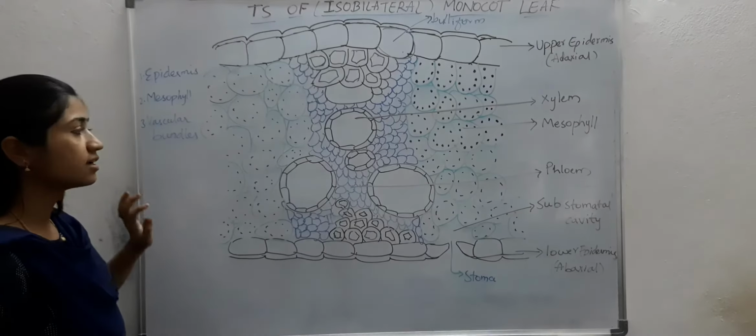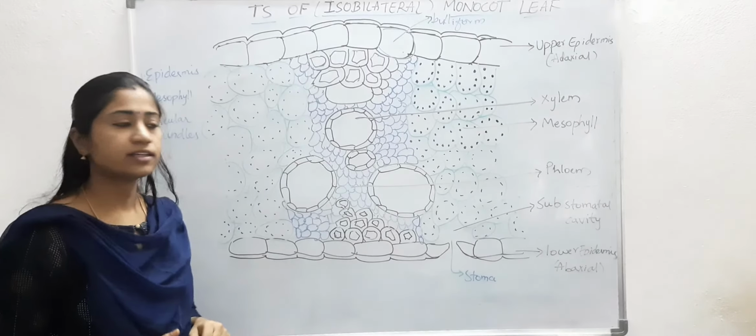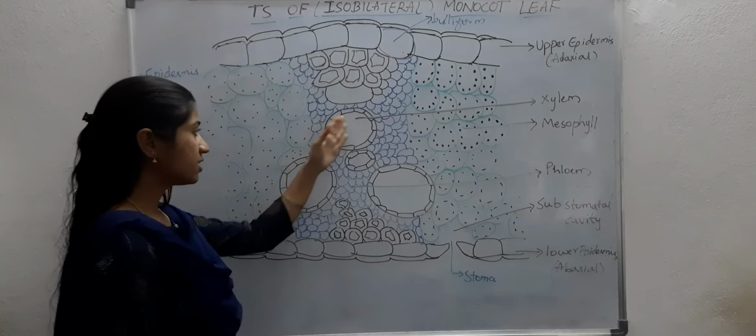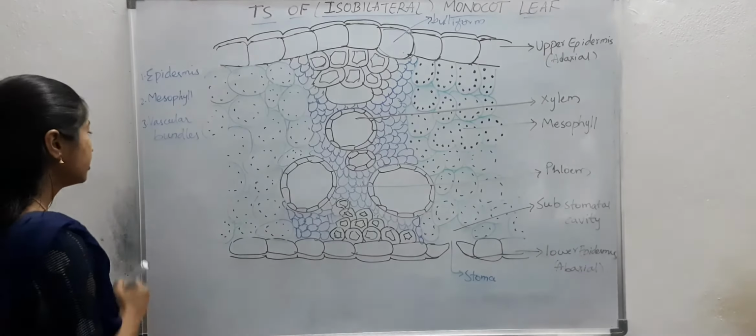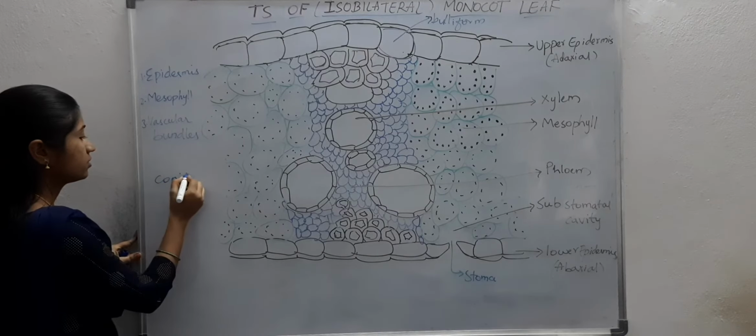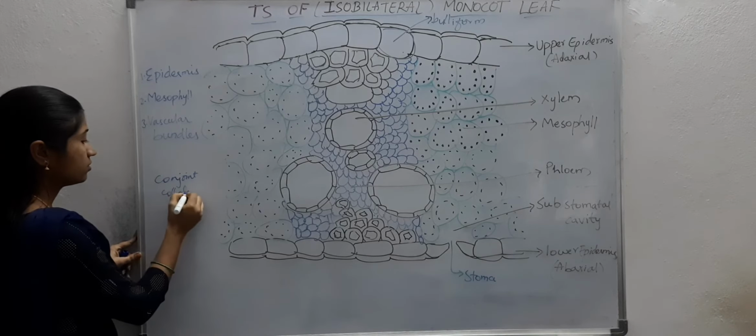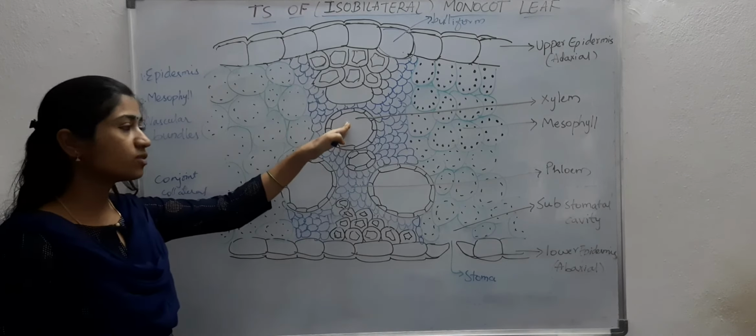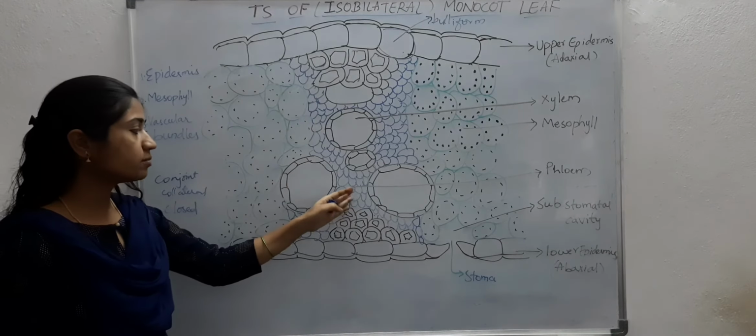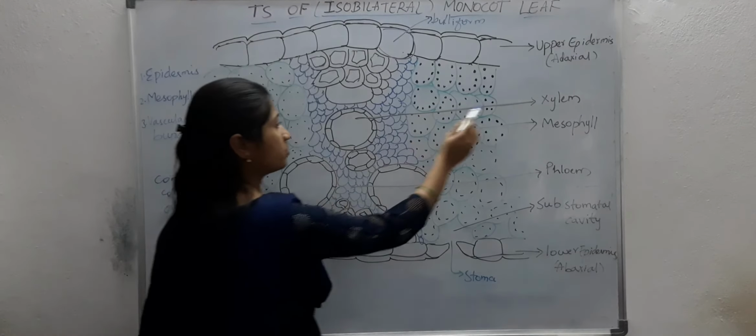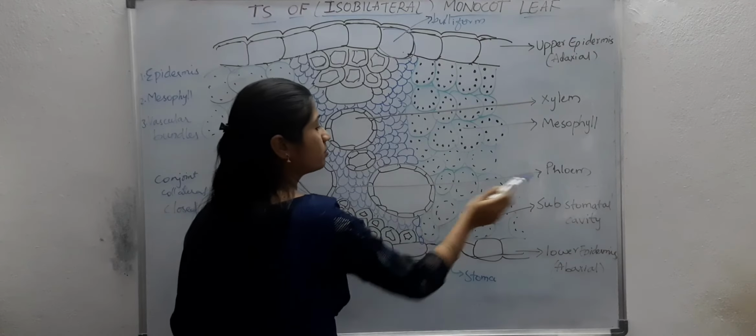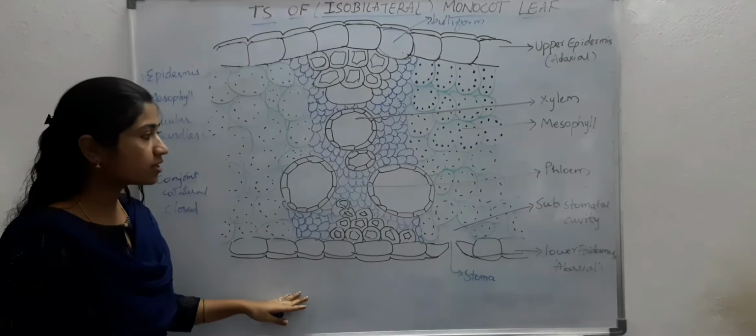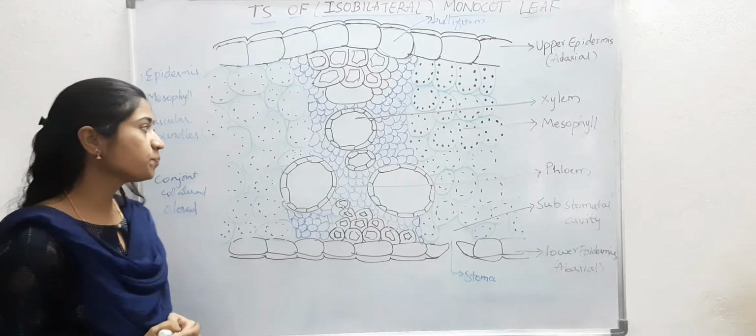Next coming to the vascular bundles. Numerous vascular bundles are arranged in the mesophyll in the form of veins. The vascular bundles are conjoined, collateral and closed. That means the xylem is present towards the upper epidermis and phloem is present towards the lower epidermis. Here you can see the xylem and the phloem. Xylem towards the upper epidermis and phloem towards the lower epidermis, and cambium is absent between them.